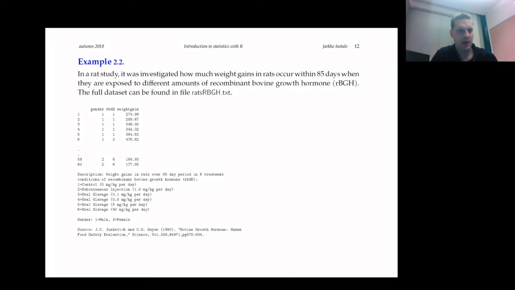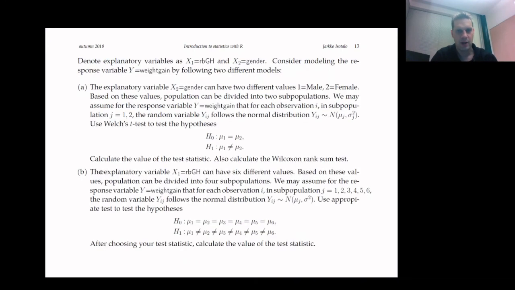Lastly, in this video we can consider example 2.2, when we go back to the rat study, where it was investigated how much weight gain in rats occurs within 85 days when they were exposed to different amounts of recombinant bovine growth hormone. And here is the data set. It is found in this file, and here is our y vector. Here is actually our interest vector, that is an x1 vector, and then x2 here is gender, or the other way around.